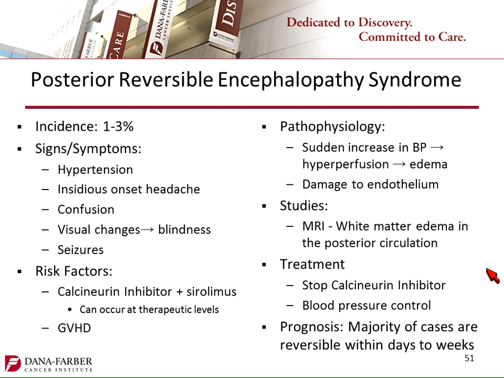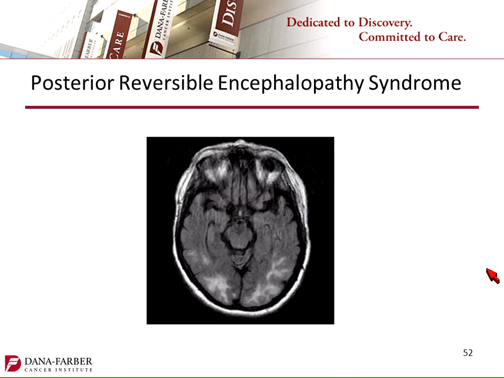It's a sudden increase in blood pressure that leads to hyperperfusion of the brain and cerebral swelling, and is also related to damage to endothelium, which occurs more likely with RAP, in addition to the TAC. We'll look at her MRI, but it's white matter edema on the posterior circulation. So treatment is to stop the calcineurin inhibitor and aggressively control the blood pressure. And the prognosis is, with stopping the calcineurin inhibitor, in the majority of cases, reversible, usually in a few days. So this is actually her CAT scan, which highlights the edema in the posterior circulation.